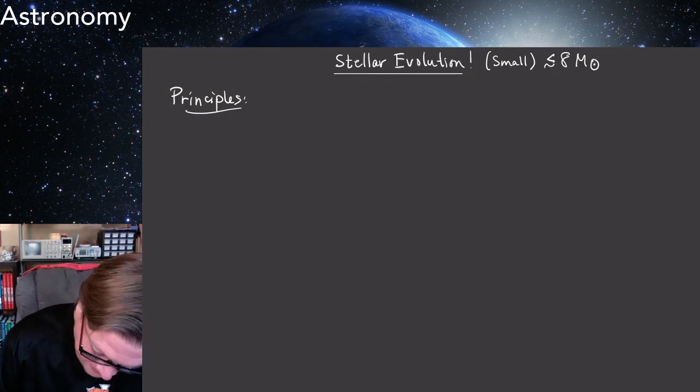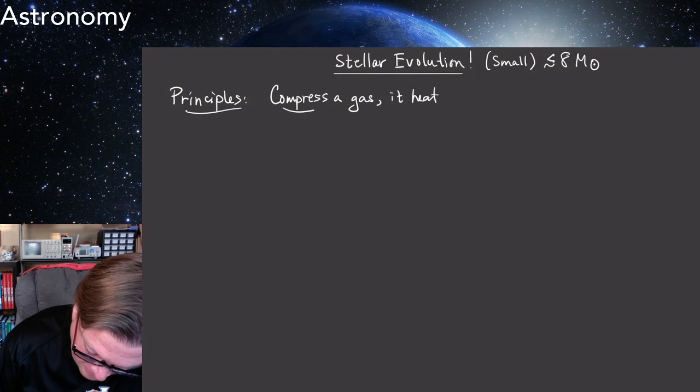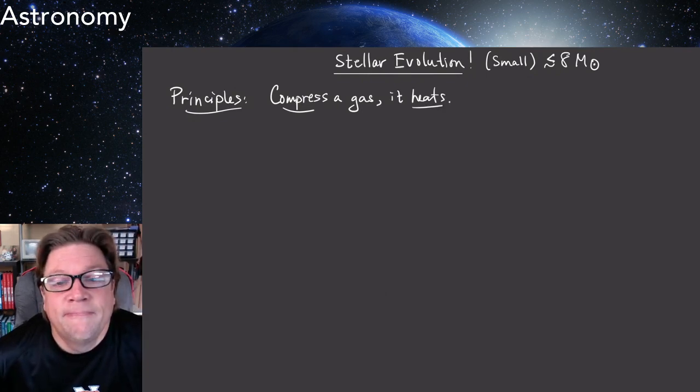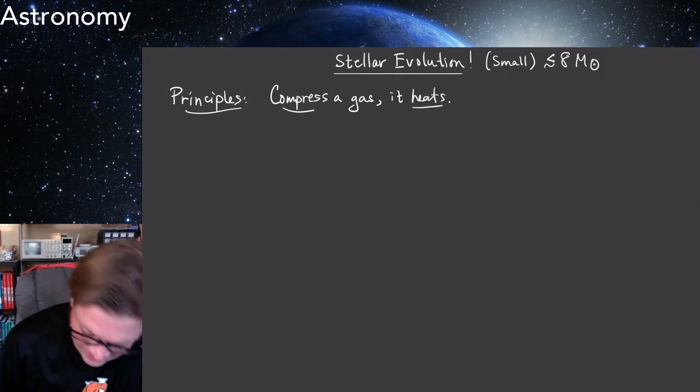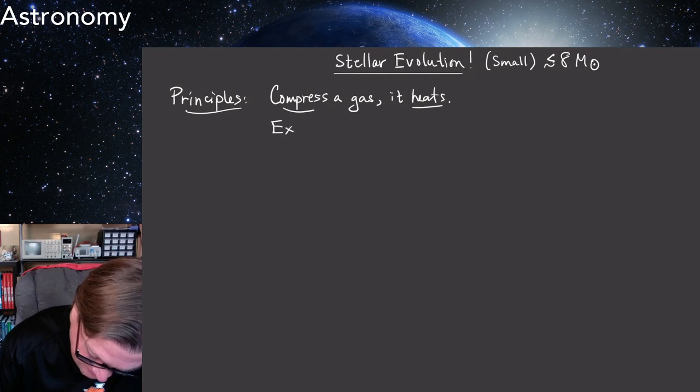So if I compress a gas, it heats, right? If you pump up a bicycle tire, the pump and the bicycle tire are going to get warm because you're compressing a whole bunch of gas into a tiny, smaller area. If you compress a gas, it heats. If you expand a gas, it cools.